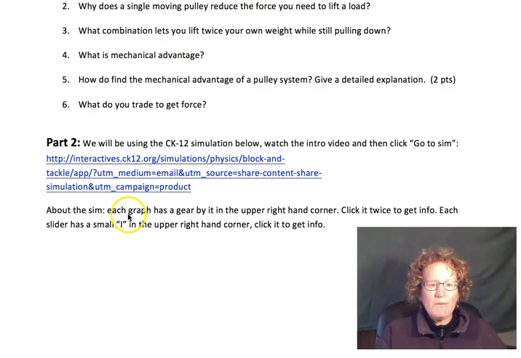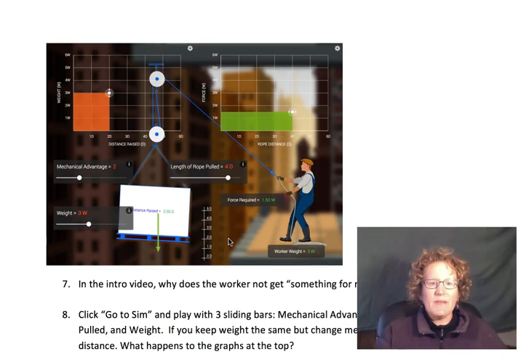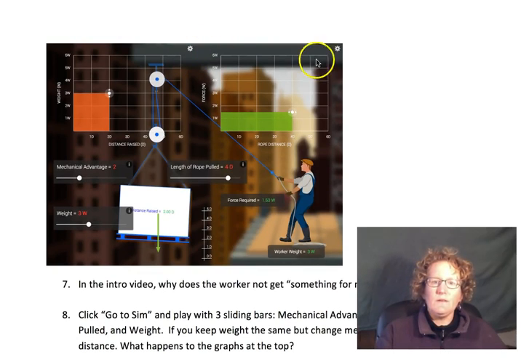I'll show you about the sim. Each graph in the sim has a gear in the upper right hand corner. You can click it twice to get info. And each slider has an eye in the upper right hand corner, and we'll talk about those when we get to the simulation. It looks something like this. Here are those little gears to get information about the graphs, and here are the little eyes to get information about the sliders.